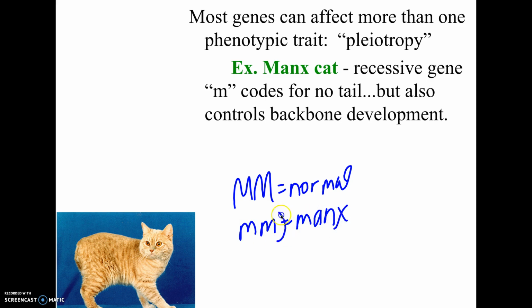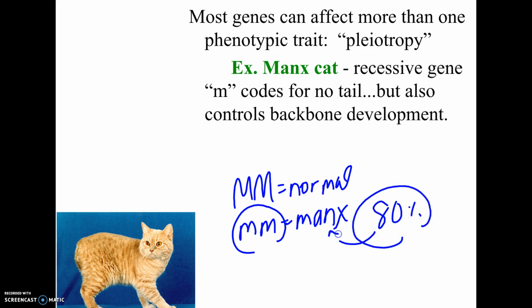But the thing about the Manx cat is that this gene doesn't just control tail development, it controls the development of the entire backbone. So something like 80% of these kittens die because their backbone doesn't develop right. So the gene doesn't just make them have no tail. The gene controls several aspects of the development of their backbone, including the tail. And so you're seeing one gene that affects multiple traits.